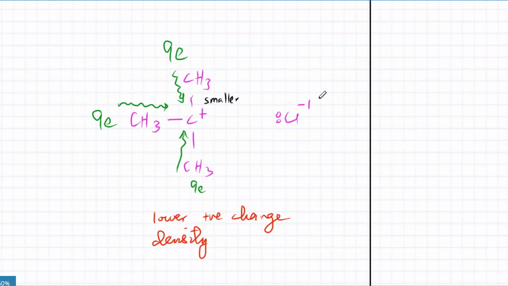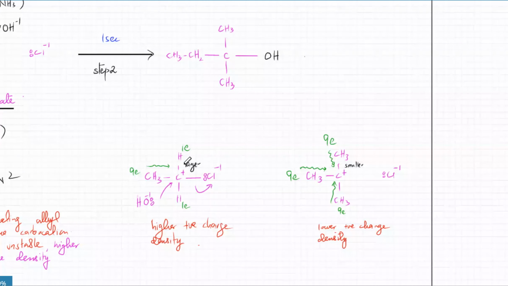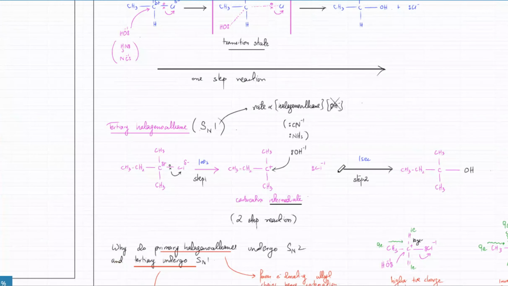So it will allow the Cl to leave, because it can find electrons from other places, but it's surrounded by electrons. So it doesn't need Cl's electrons, so it will allow the Cl to go away. Okay, so in this case, that's the main difference. Primary carbocations are harder to form. Tertiary carbocations are a lot easier to form, and that is why the mechanisms are different.